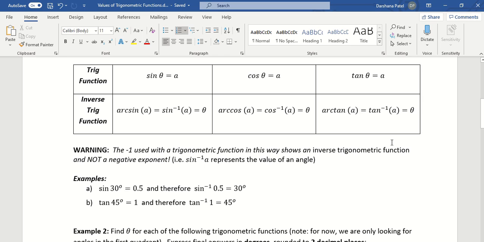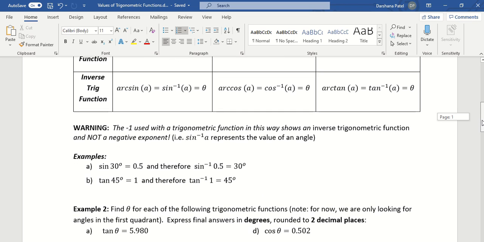The negative one here is not a negative exponent. It's just used with trigonometric functions in this way to show that it is an inverse trigonometric function. Again, it's not a negative exponent. Sine inverse A just represents the value of the angle. For example, if we knew sine 30 is 0.5, then sine inverse 0.5.